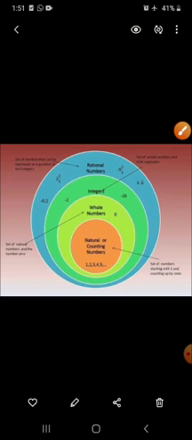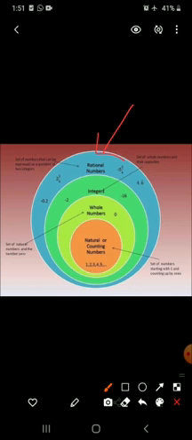Next one is about the rational numbers. Rational numbers are nothing but the numbers which can be written in the form of p by q, where p and q both are integers and the q value should not be equal to 0. Those are called the rational numbers.